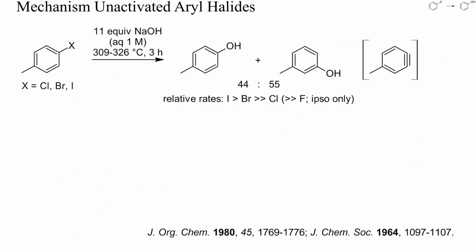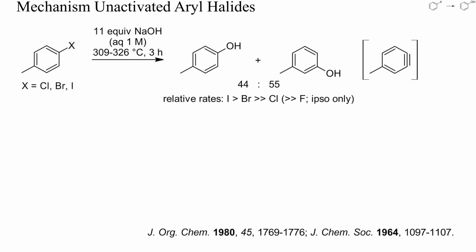Occasionally, the thermal decomposition of diazonium salts can also yield arynes. This experiment sheds some light on the mechanism of the nucleophilic hydrolysis of unactivated aryl halides. Strong heating of 4-halotoluenes with an excess of sodium hydroxide yielded an almost equimolar mixture of 2 isomeric cresols, which indicates an intermediate aryne. Iodide was displaced fastest, while fluoride underwent only slow ipso substitution.